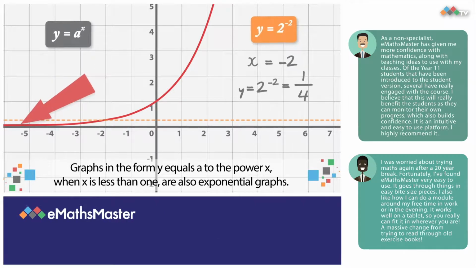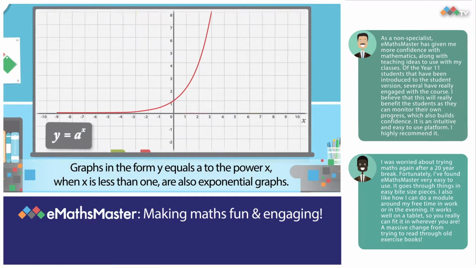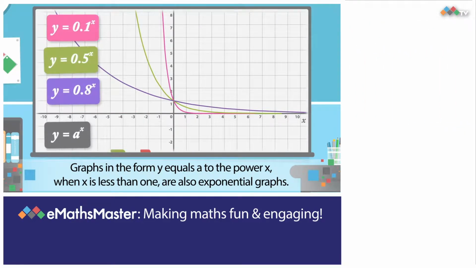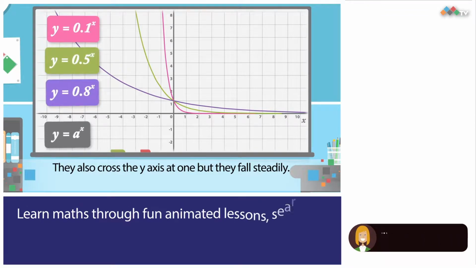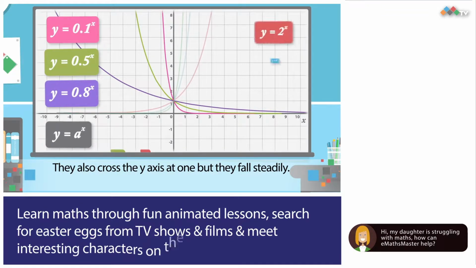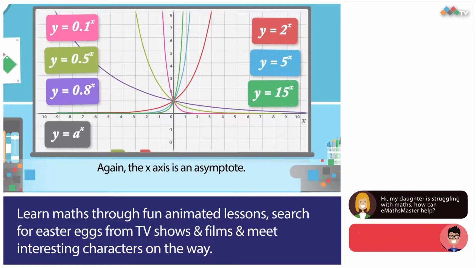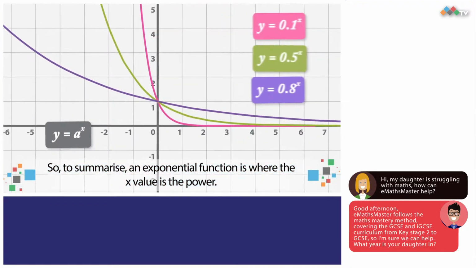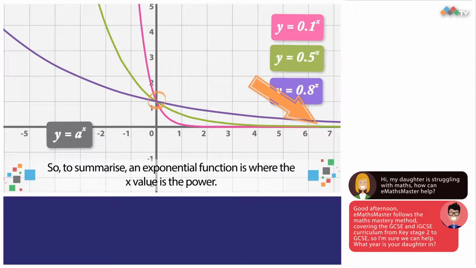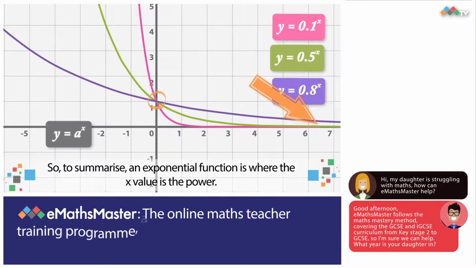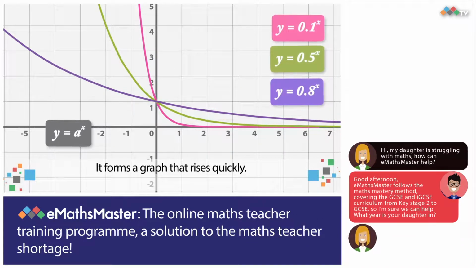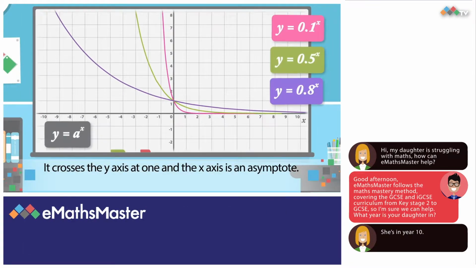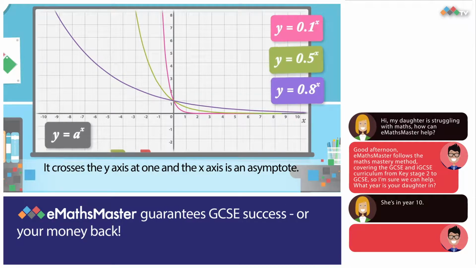Graphs in the form y equals a to the power x, when a is less than 1, are also exponential graphs. They also cross the y-axis at 1, but they fall steadily. Again, the x-axis is an asymptote. So, to summarise, an exponential function is where the x value is the power. It forms a graph that rises quickly. It crosses the y-axis at 1, and the x-axis is an asymptote.